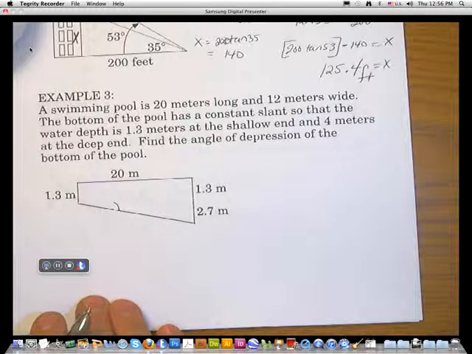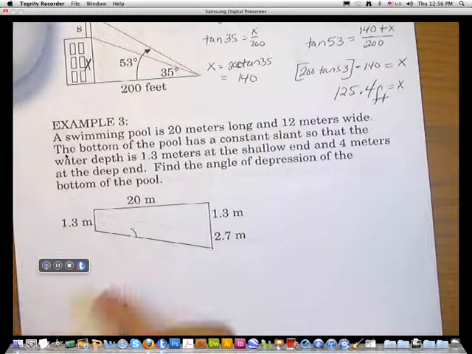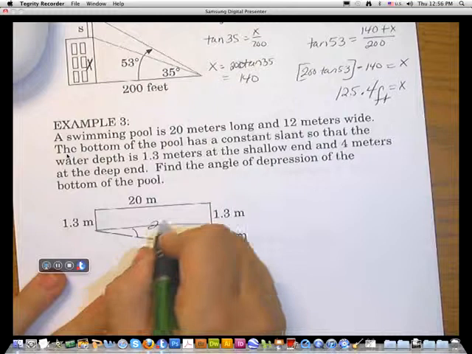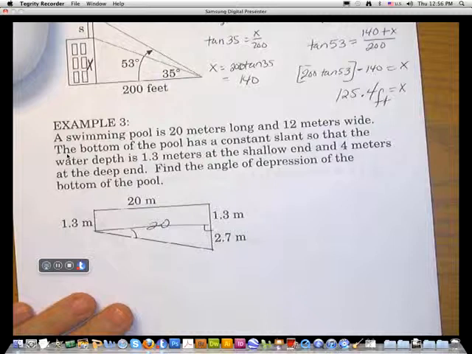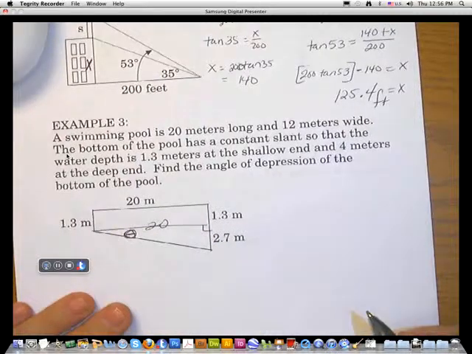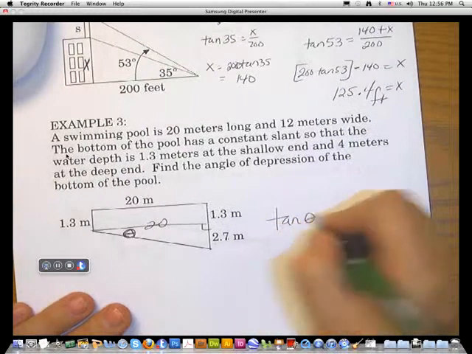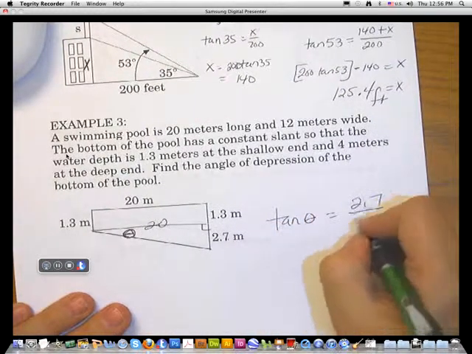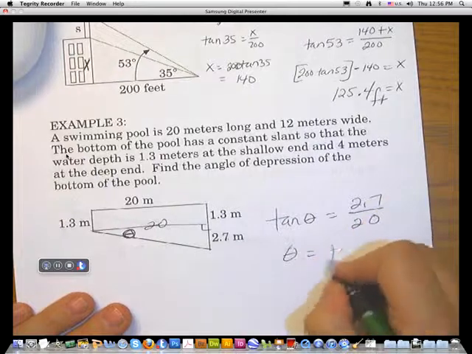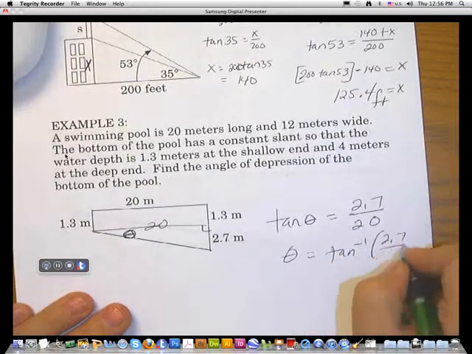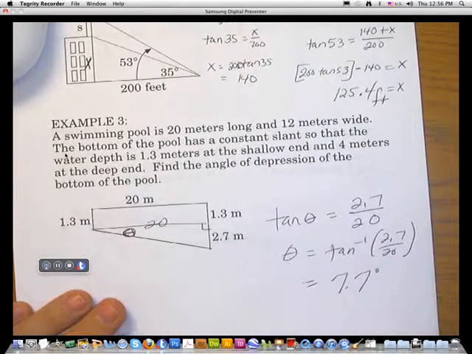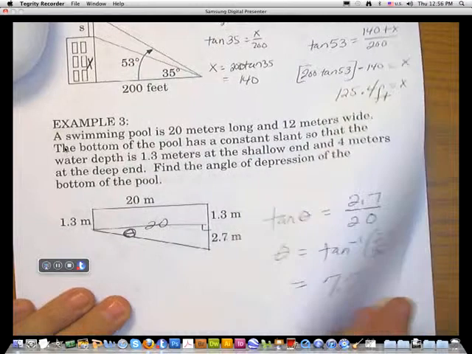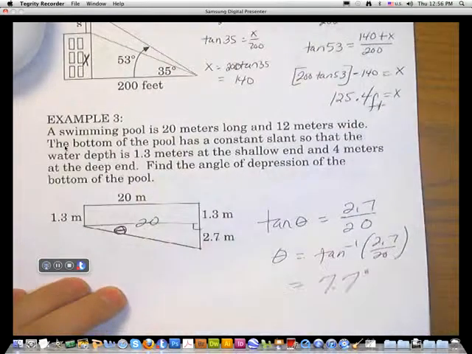On number 3, they tell you information about a swimming pool. Well, the swimming pool has parts rectangular, so we do know portions of it. We're trying to find that angle down here. So I have opposite and adjacent that I'm missing, which allows me to find tangent. Opposite over adjacent. Make sure I'm using my inverse appropriately. And hopefully you're in the right mode. You would come up with 7.7 degrees.